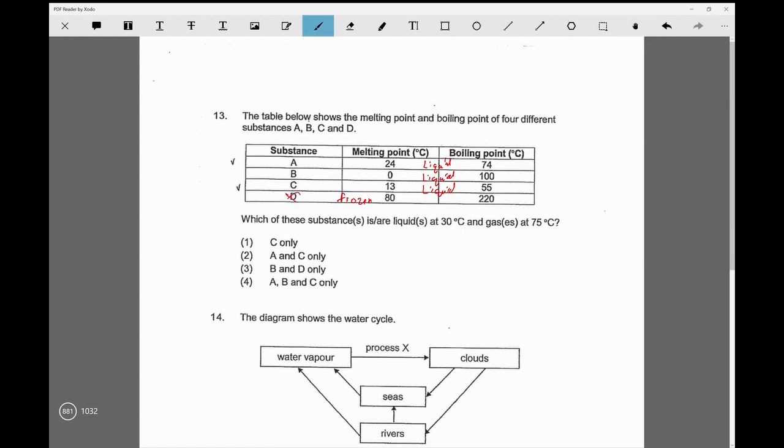Okay, then they say gas at 75 degrees Celsius, right? So A has already boiled, so it is a gas at 75 degrees. It haven't boiled for B, so it is still a liquid. Then this one, it already boiled at 75 degrees Celsius, so it's a gas already. So the answer is A and C.